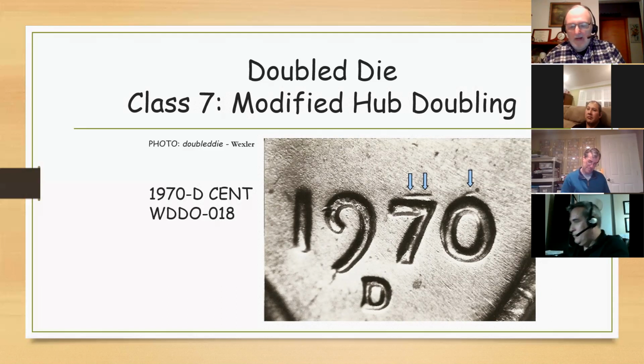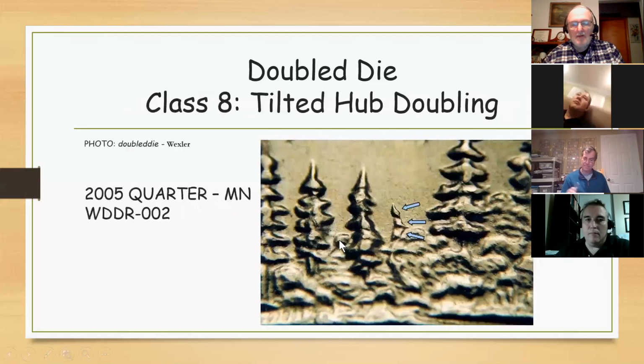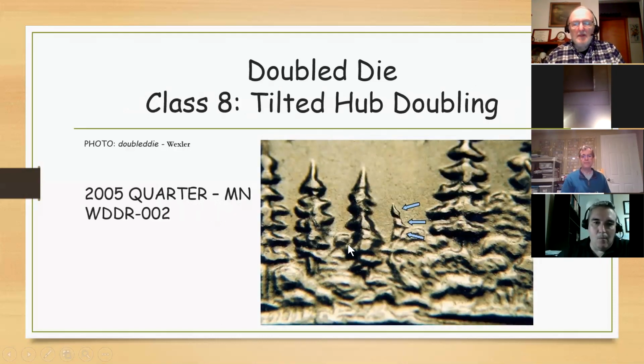Okay, double die class number 8. This is one of my favorite classes, especially with this example. It's the tilted hub doubling. 2005 quarter from Minnesota. There's probably 100 or more of these, Sean. Thank you. All different types with just this type of tilt to them.